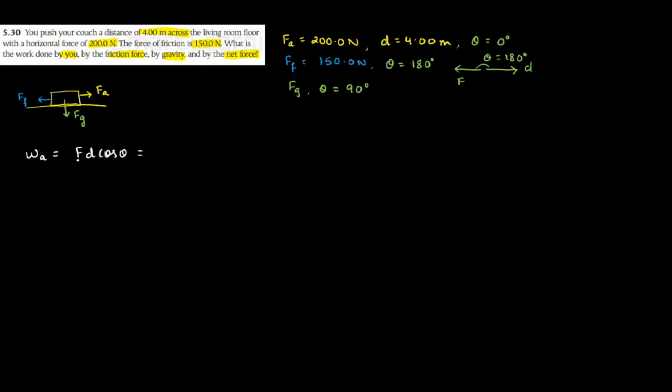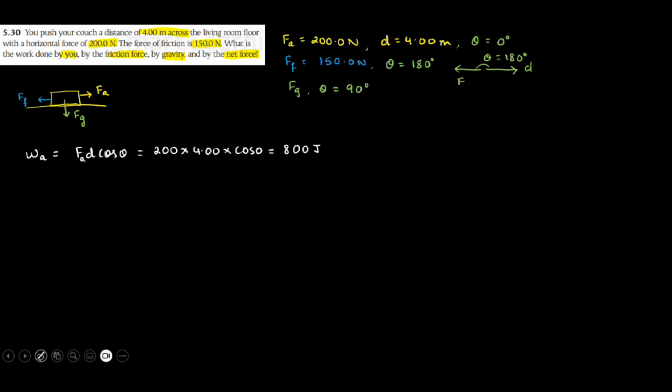So force applied by you is 200 times 4 into cosine 0. That will give you 800 Joule. This is work done by you.